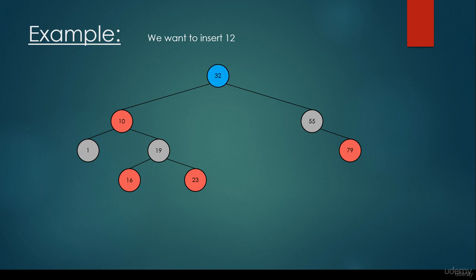We come to the conclusion that 12 is smaller than 32, so we go to the left. 12 is greater than 10, so we go to the right. 12 is smaller than 19, so we go to the left. And 12 is smaller than 16, so we insert this 12 to be the left child of the 16. And every new item we insert has the color red.